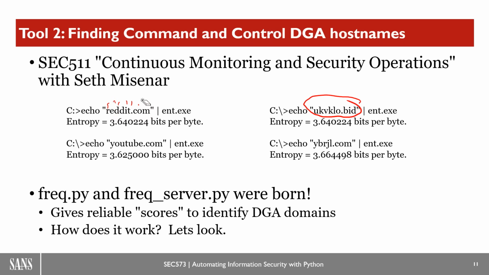So when I take something like reddit.com and I run it through a traditional randomness tool like ent, which measures the entropy of a file, the entropy of reddit.com and youtube.com turns out to be very similar to the entropy that you would find in these DGA domains. So traditional randomness doesn't work very well in identifying these, which means you're going to have to resort to artificial intelligence, machine learning, and these more complex systems, or a tool like Freq.py.